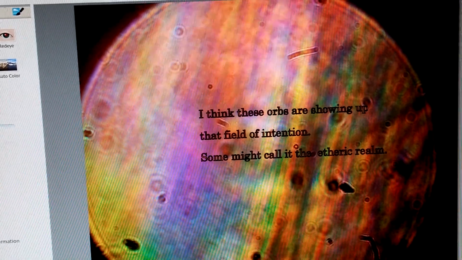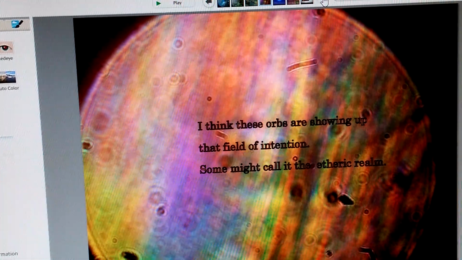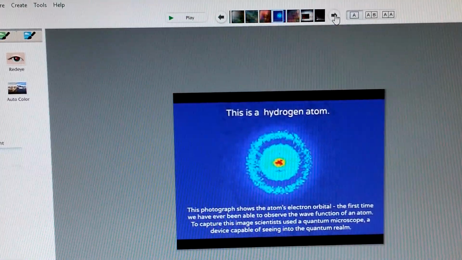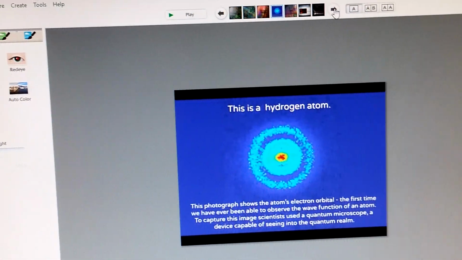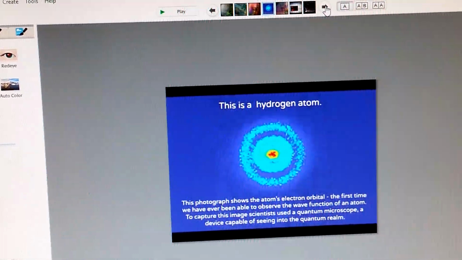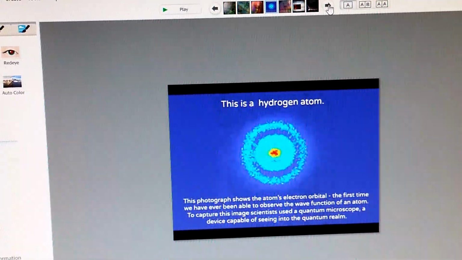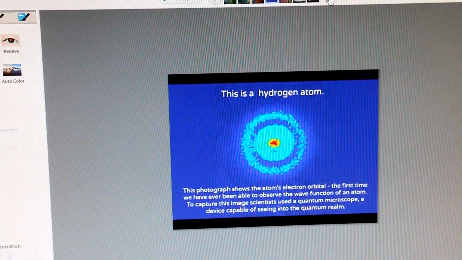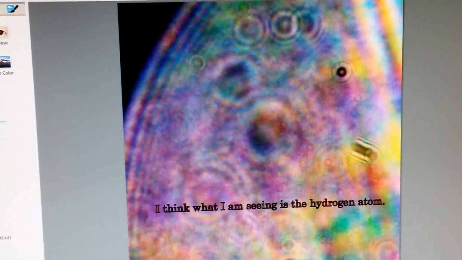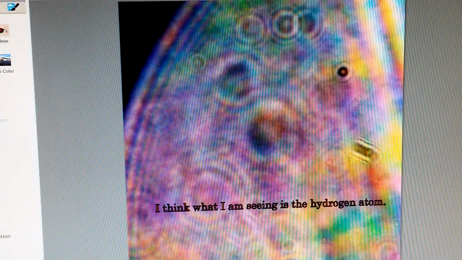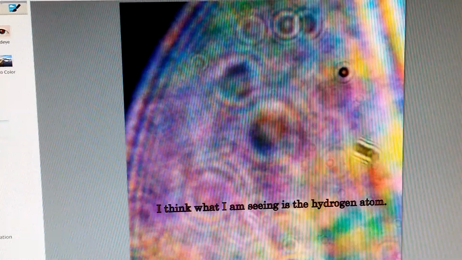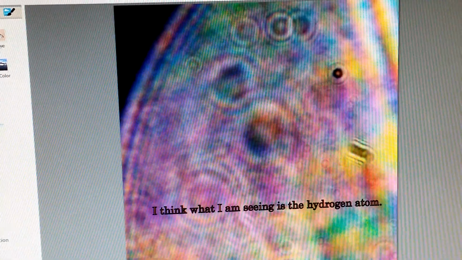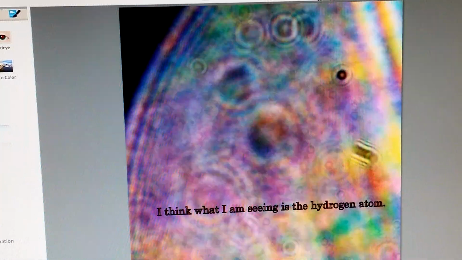I think these orbs are showing up that field of intention. Some might call it the etheric realm. This is a hydrogen atom. This is an actual photograph. I found this on a website, and I thought, my, that looks just like what I get in my orbs. Because there you see, I think I'm getting the hydrogen atom. Lots and lots of them shown in the light, in the space that this orb is showing up.